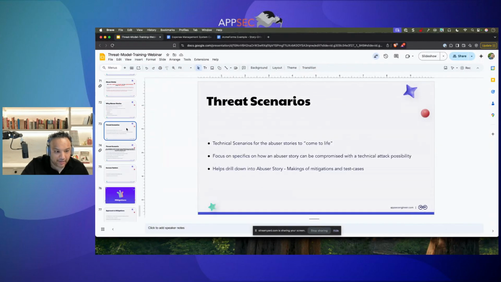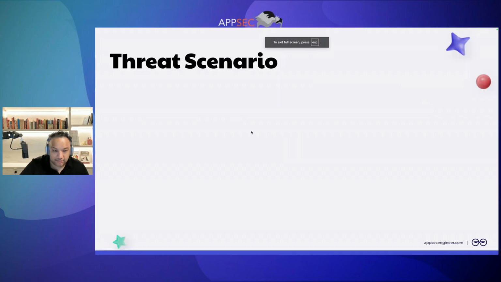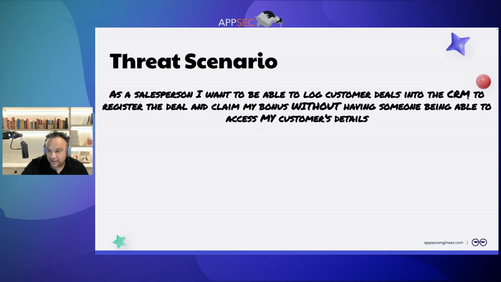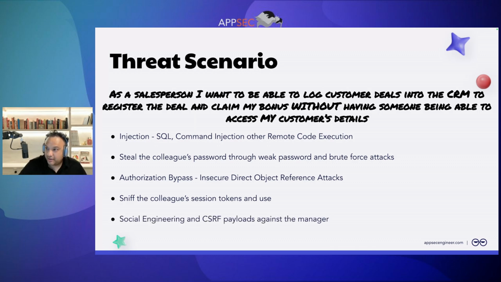So the idea here is that you come up with threat scenarios. As I said, this is an abuser story, for instance. As a salesperson, I want to be able to log customer deals into the CRM and register a deal and claim my bonus without someone being able to access my customers' details. So this is obviously a confidentiality related or an authorization related use case. How will that come to light given a standard web application? I can maybe do all of these things and potentially compromise that application, right? So the idea here is leveraging all these potential threat scenarios, I can make this abuser story come to light. That's one of the ways I can capture the abuser story.